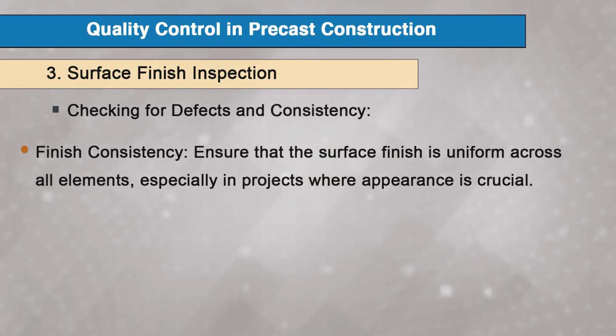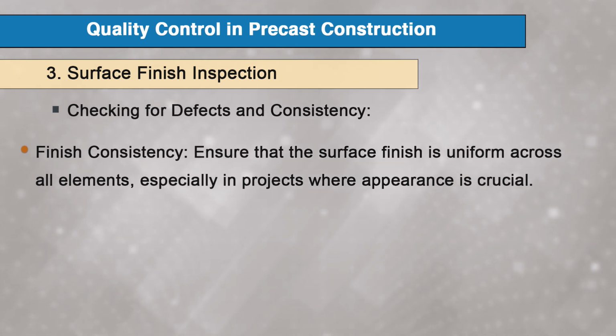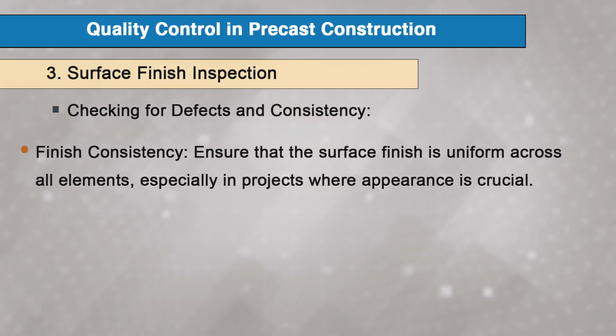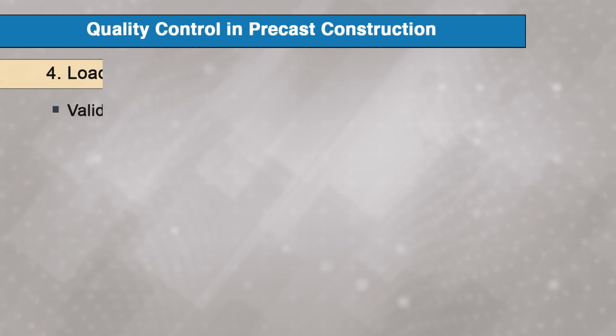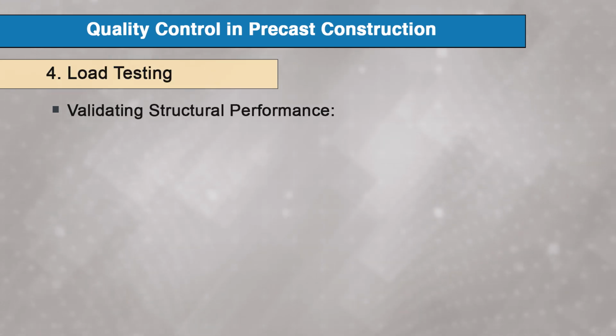And second is the finish consistency. We have to ensure that surface finish is uniform across all elements, especially in projects where appearance is crucial. For example, in a project involving precast facade panels, the surface finish is inspected to ensure a consistent appearance across the entire building, contributing to its aesthetic appeal. Moving on to the next testing, that is load testing, validating structural performance.